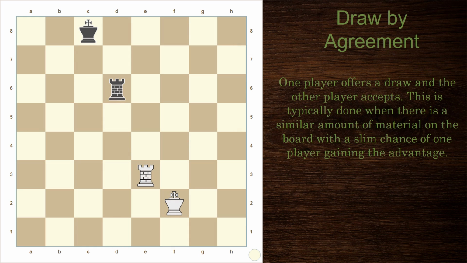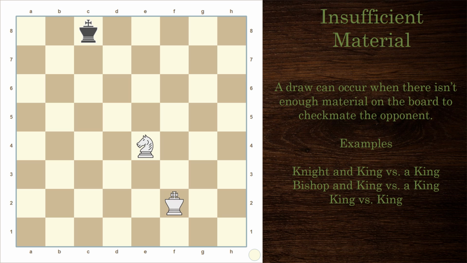The first example of a draw is a draw by agreement. This is when one player offers a draw and the other player accepts it. This is typically done when there's a similar amount of material on the board with a slim chance of one player gaining the advantage. So this is just an agreement between the two players that we're going to call it a tie. The next is insufficient material. This means that a draw occurs when there isn't enough material on the board to checkmate the opponent. One of the examples we see here is a king and a knight versus a king. It's not enough material to checkmate the opponent. Other examples can include a bishop and a king versus a king, or a king versus a king.